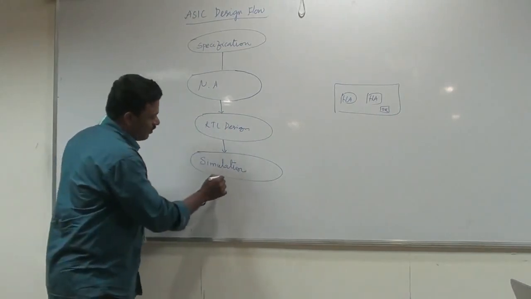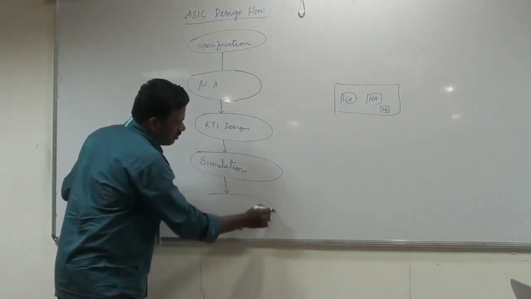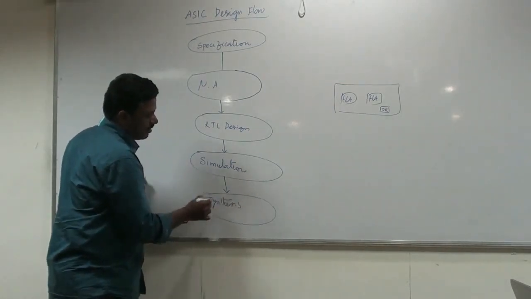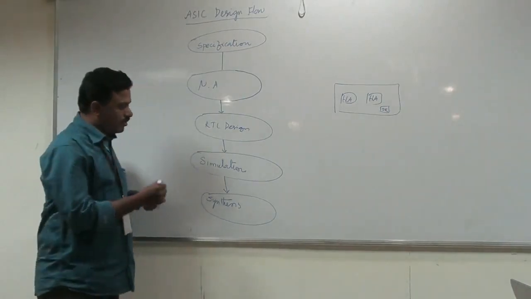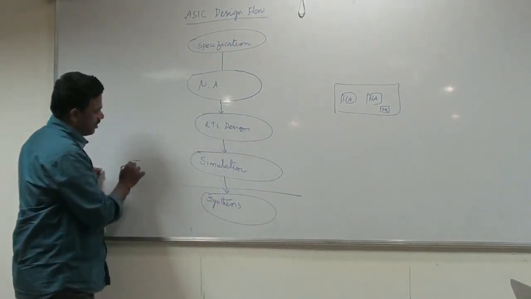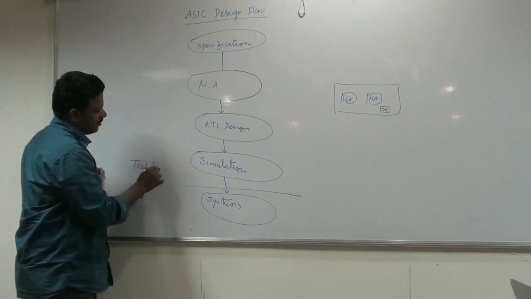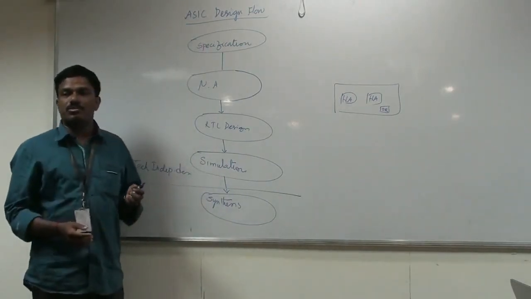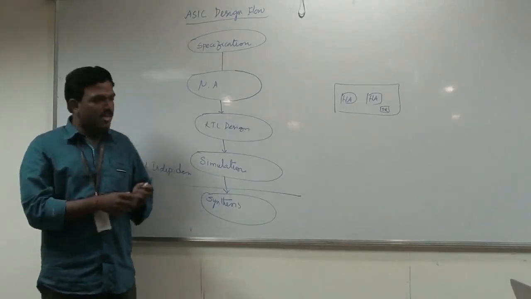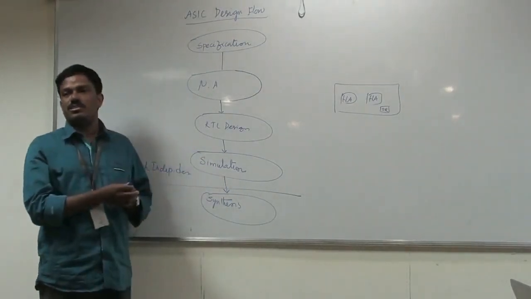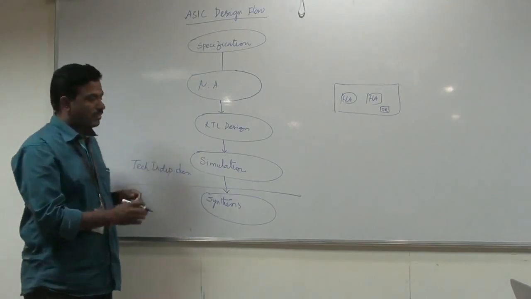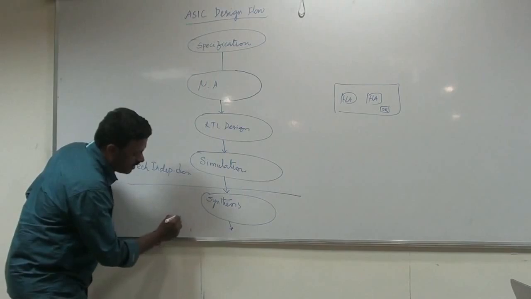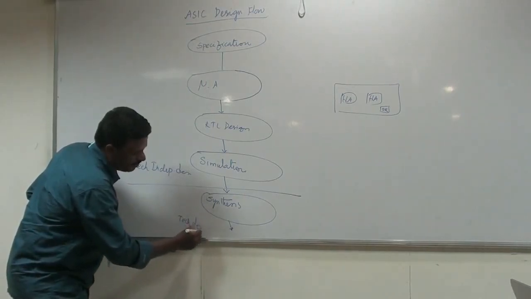once the simulation is verified, we need to go for the process called synthesis. Up to this point, up to simulation, your design is called technology independent design. The moment you take the design into synthesis, it is called technology dependent. The output you get from synthesis is called technology dependent design.